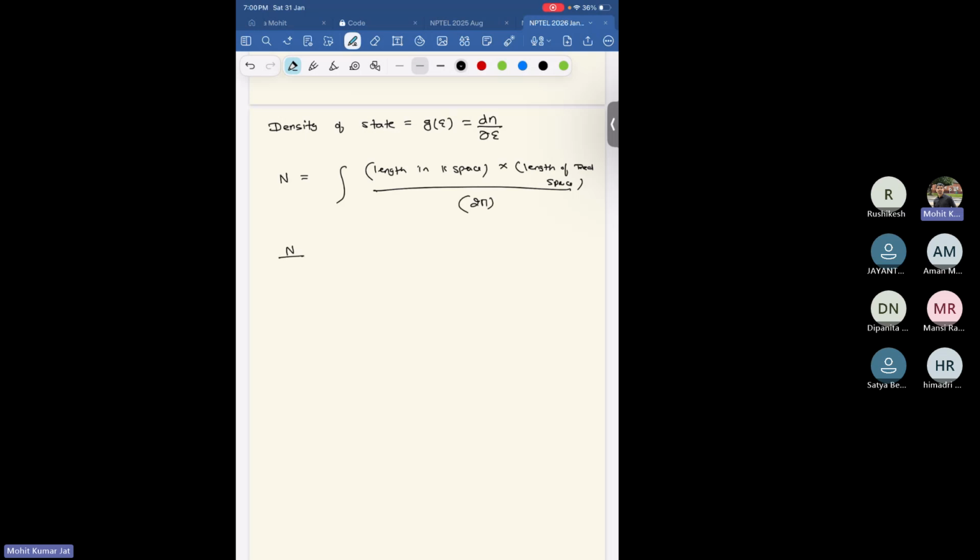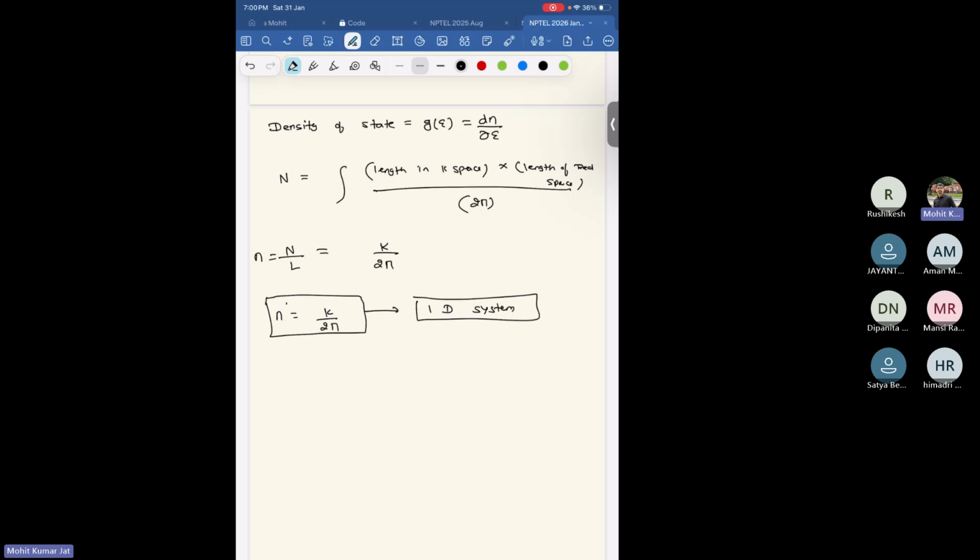So N by length of real space, let's take L. Then the length in K space will be K by 2 pi, right? So your N by L is your number density n. So your n is K by 2 pi. This is in your 1D system.